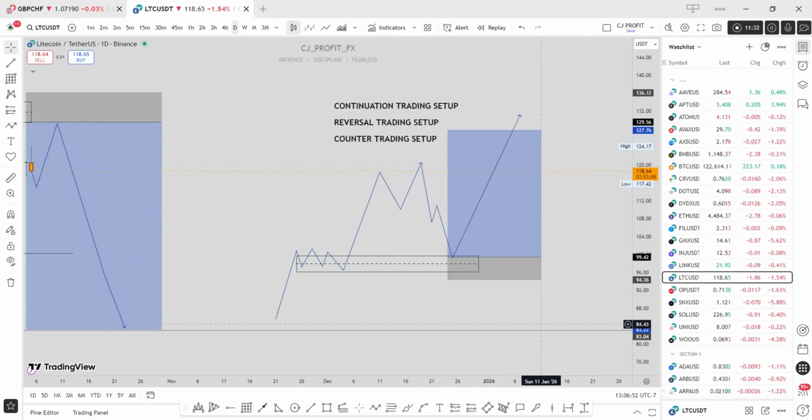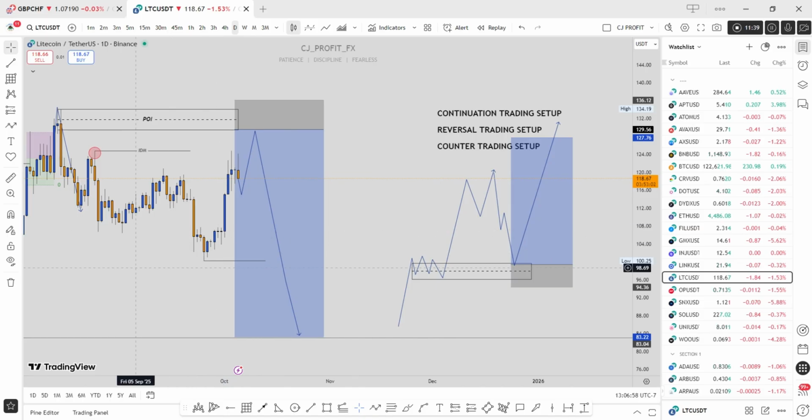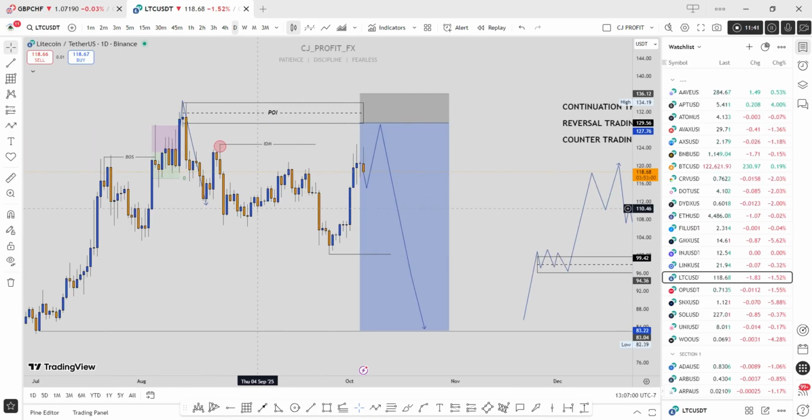So we call it a continuation trading setup, and then we have a reversal. This particular AMD strategy now is a reversal because the market is in an uptrend, and you notice that once the market picks entry here, it will form a double top and the market will reverse. That's what we call the reversal trading setup. Stick to it. Stop making impulsive decisions.